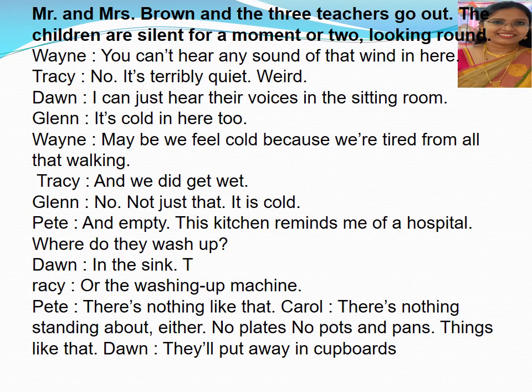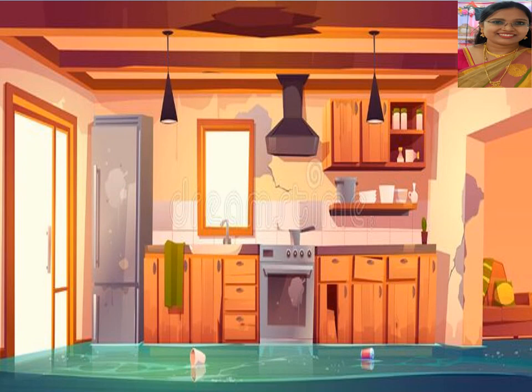So Dawn says, I think they have put everything in a cupboard. Can you find something strange here? Yes, we can find something strange, because all the kitchen items they have put into the cupboards. In cupboards, what will you keep? You'll keep your clothes, right? But they have emptied the cupboards, and they have filled the cupboards with kitchen items. So this is a strange thing the children have found in Mr. and Mrs. Brown's house. As we have learned, the children go to the kitchen and see what is there, and they found it empty.